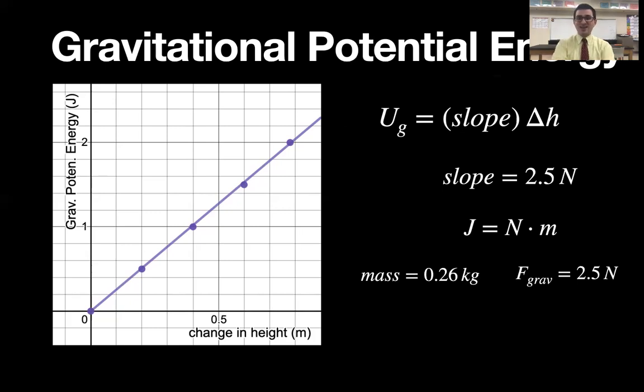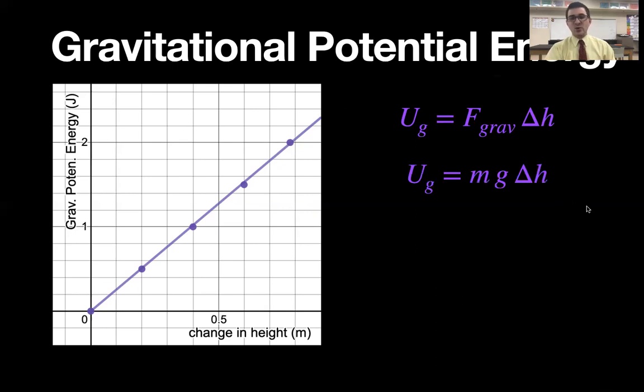So therefore, I can say that the slope of this graph is the force of gravity, and we can do this experiment and use carts of different masses, and the slope is always going to end up being the force of gravity. So the gravitational potential energy equals the force of gravity times the change in height. Actually, I should really probably put a change in gravitational potential energy equals the force of gravity times the change in height, because that just tells me how much the gravitational potential energy has changed.